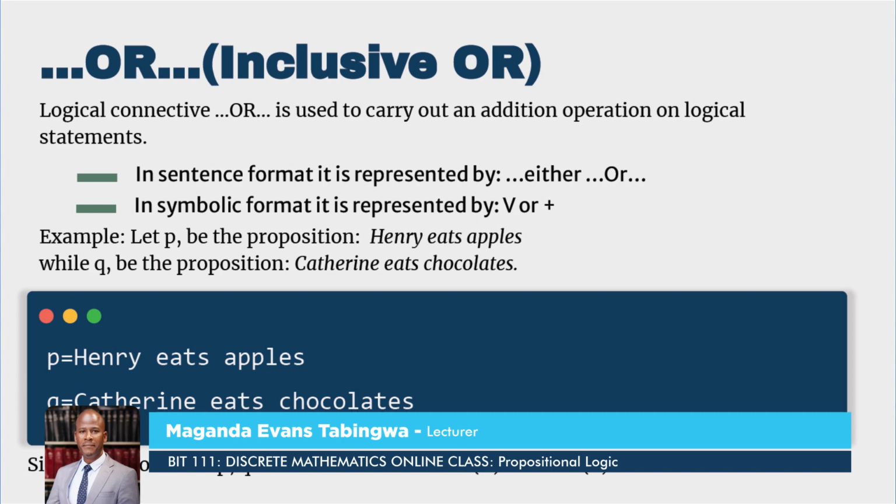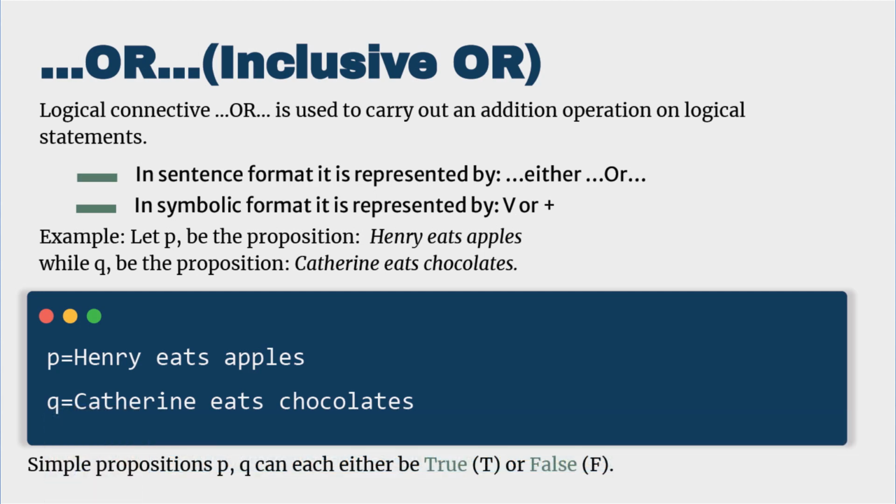Now let's take an example. P to be the proposition Henry eats apples, and Q to be the proposition Catherine eats chocolates. As represented here below, P is equal to Henry eats apples, while Q is equal to Catherine eats chocolates. So simple propositions P and Q can either be true or false.